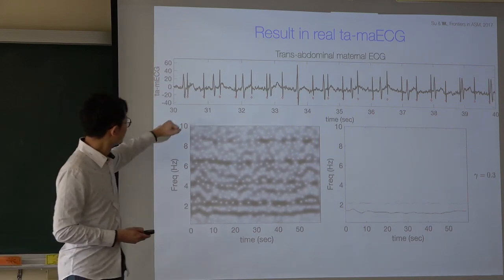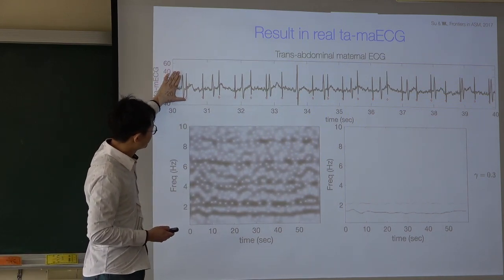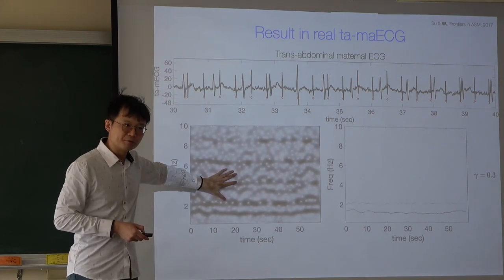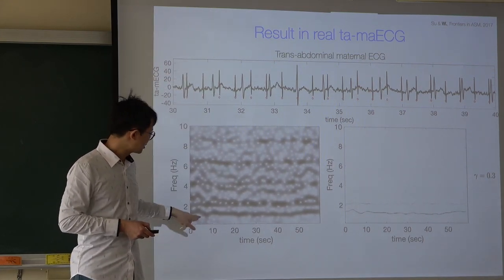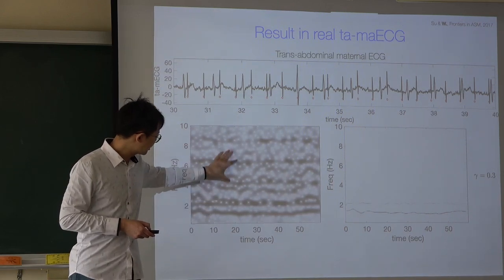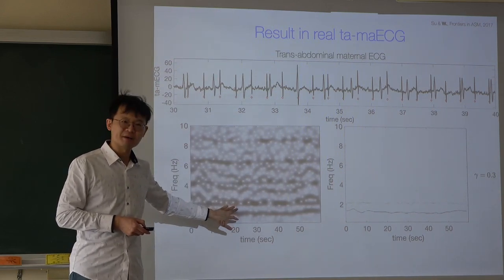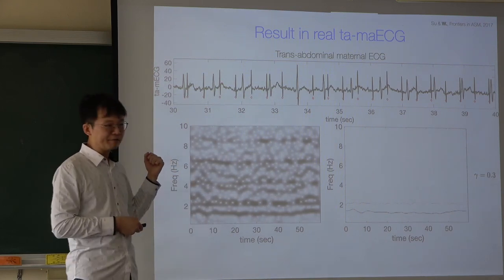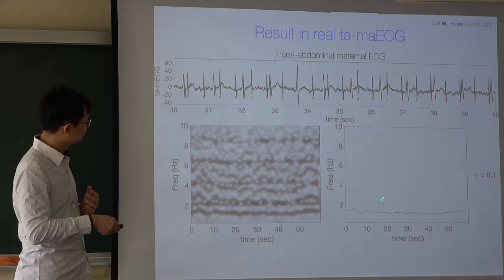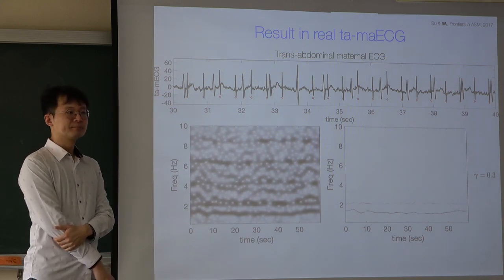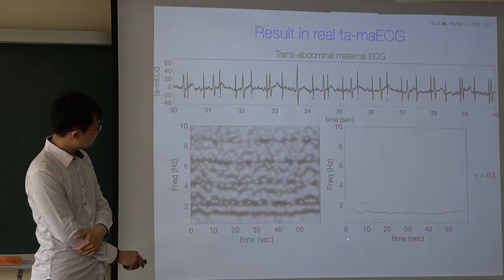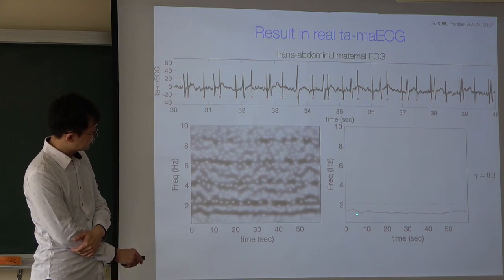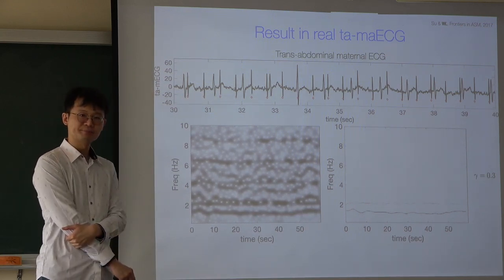This is the transabdominal maternal ECG signal, and this is the spectrogram I have shown you before. As you can see, there are several nice curves, but it is not very easy to identify which is which. But if you run the D-shape algorithm, that is what you get. You see there are very clearly two curves.